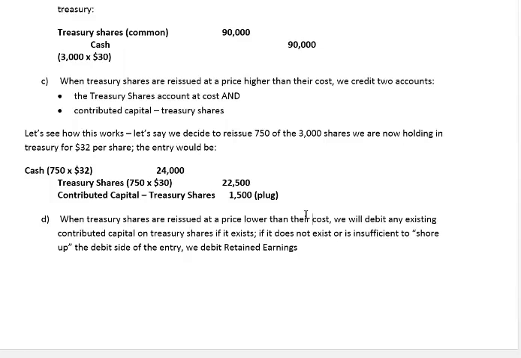So what you'd have to do is debit any existing contributed capital on the treasury shares, but only to the extent it exists. Contributed capital for treasury shares works the same as any other contributed capital we've talked about. When you are reissuing the shares, if there's any contributed capital that exists from previous transactions, you're going to debit it, but only to the extent it exists. So you can only debit it to the extent that you have it. If you don't have any, then you're going to have to debit retained earnings. Or if you don't have enough, you're going to have to debit retained earnings. So this is what we discussed here.